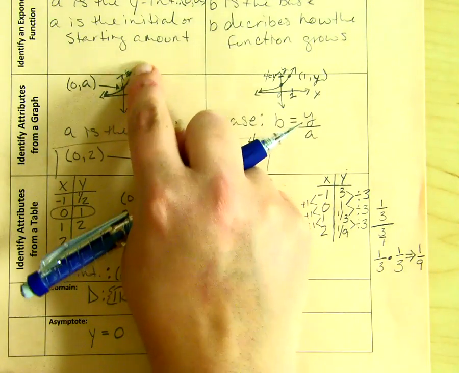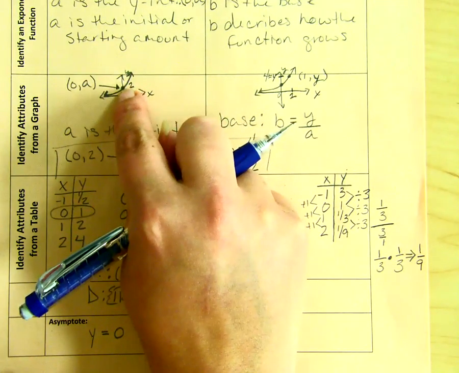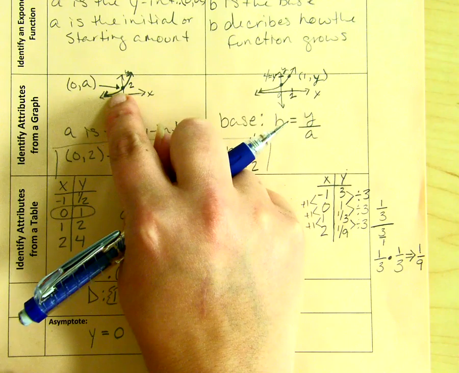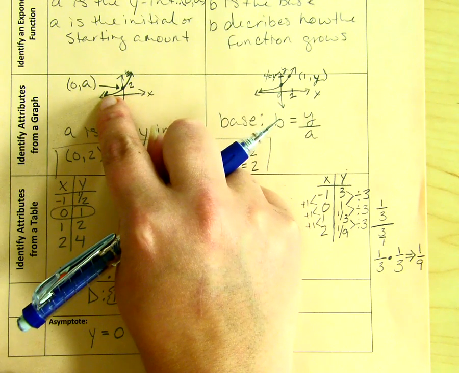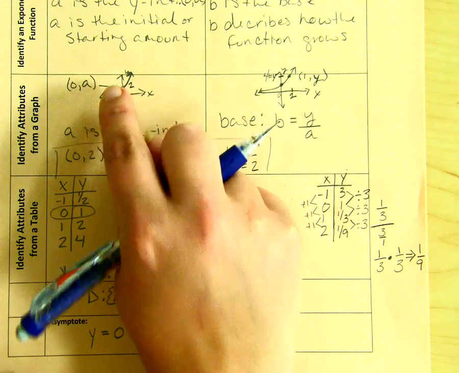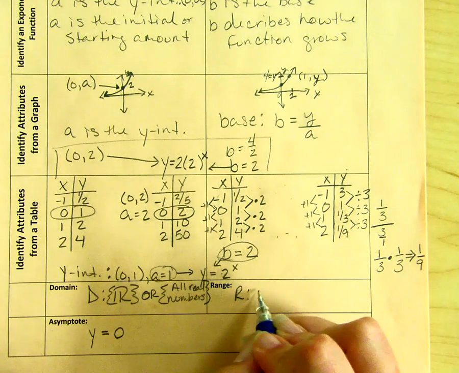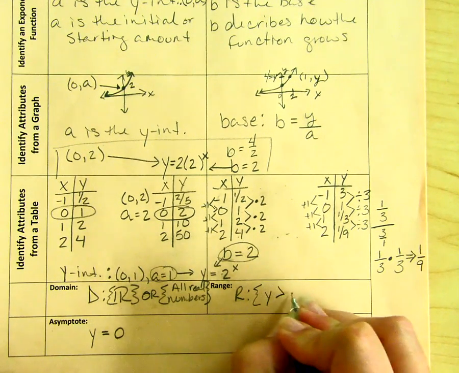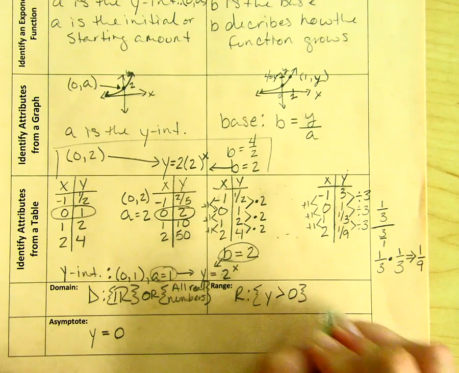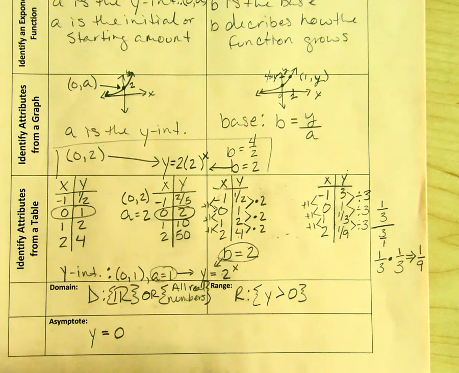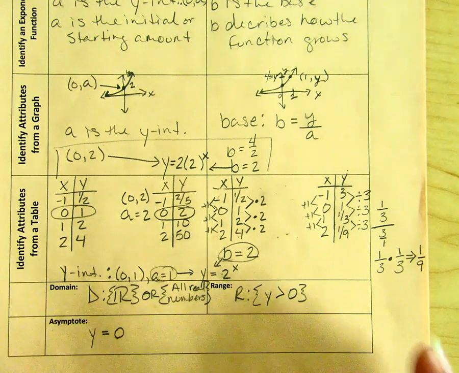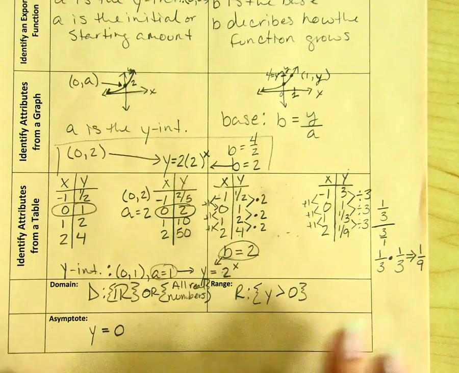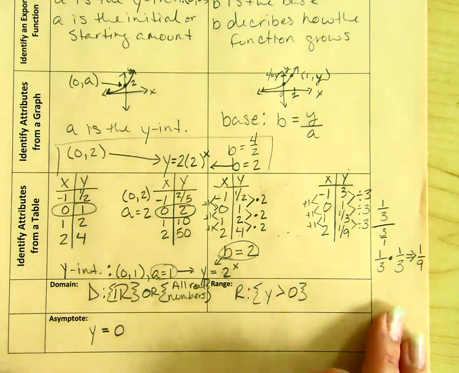So I'm going to go forever towards the positives, but coming down here forever towards the negatives isn't quite going to happen. It's going to get infinitesimally close to 0, but it's never actually going to equal 0. So that tells me that for my range value, my y values are greater than 0, not equal to. Don't put the equal to bar, okay? It's going to be really close to 0, but it's never actually going to equal 0. It's always going to be a number that's a little bit bigger than 0.